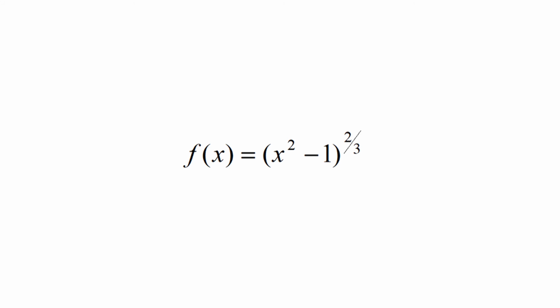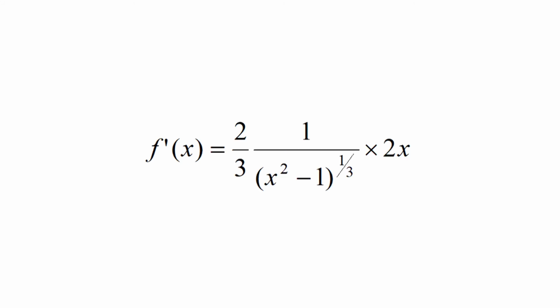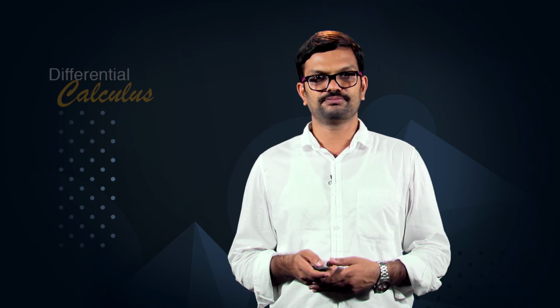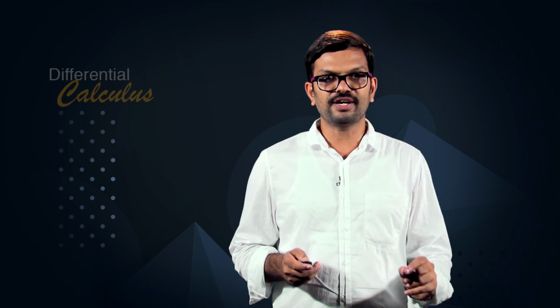Look at another example, f of x equal to (x square minus 1) to the power 2 by 3. We have f dash of x equal to 2 by 3 times 1 by (x square minus 1) to the power 1 by 3 into 2x for all x not equal to plus or minus 1, and f is not differentiable at x equal to plus or minus 1. f dash of x equal to 0 implies x equal to 0. Hence, x equal to 0, minus 1, 1 are the critical points.